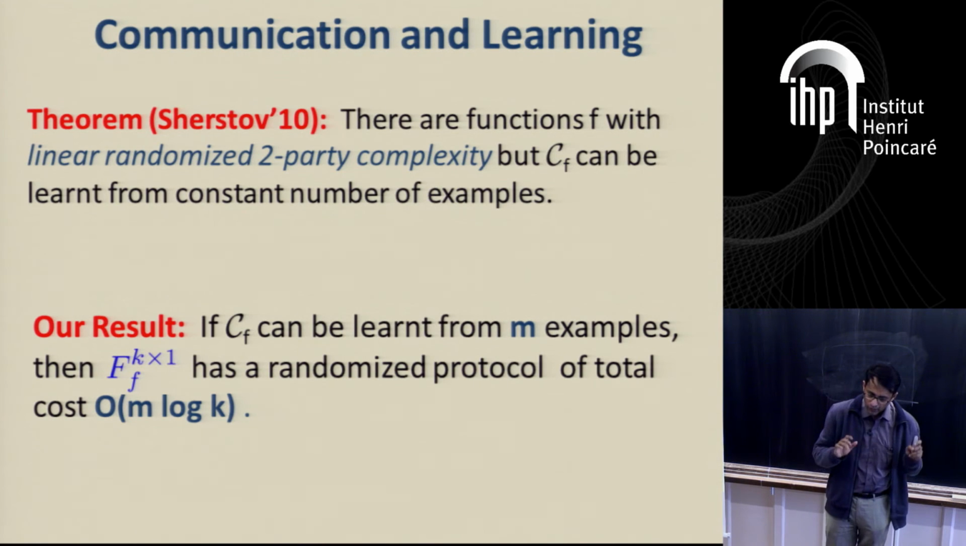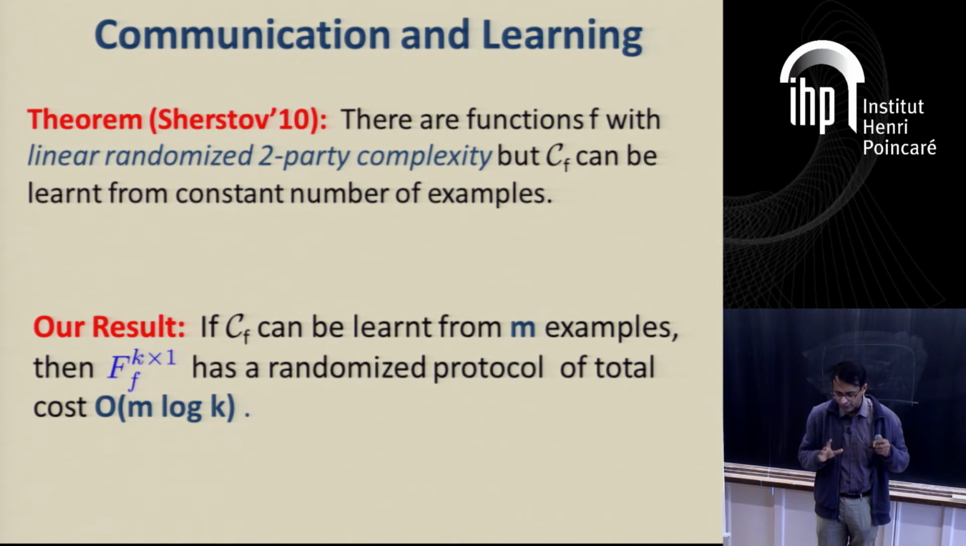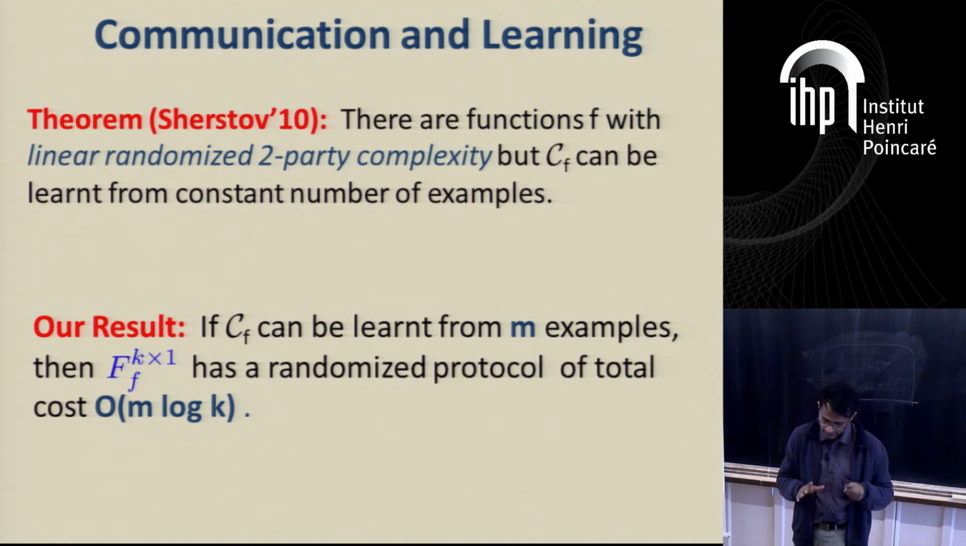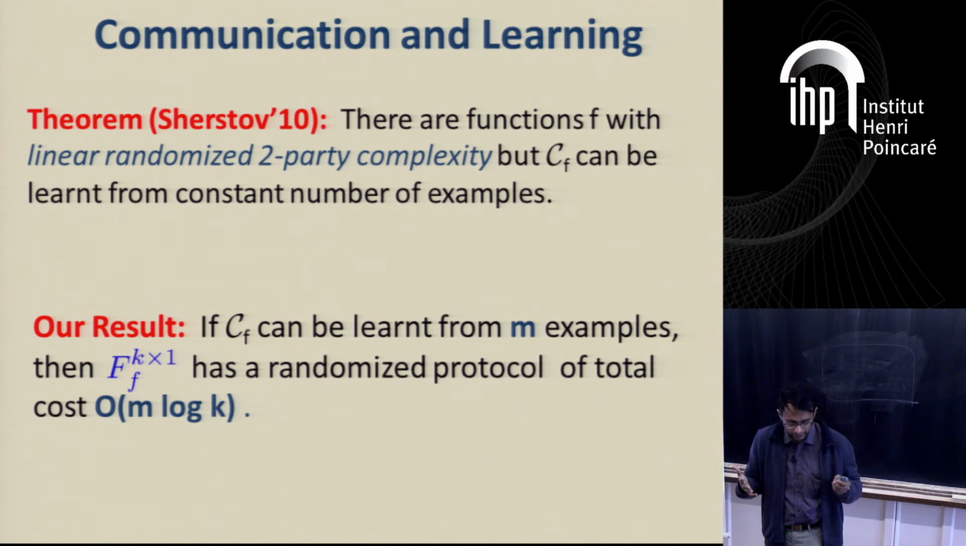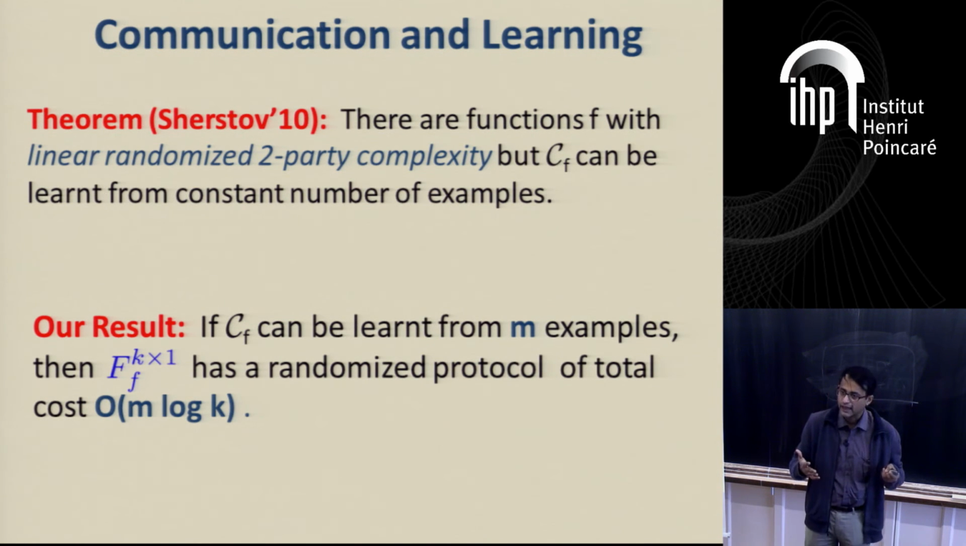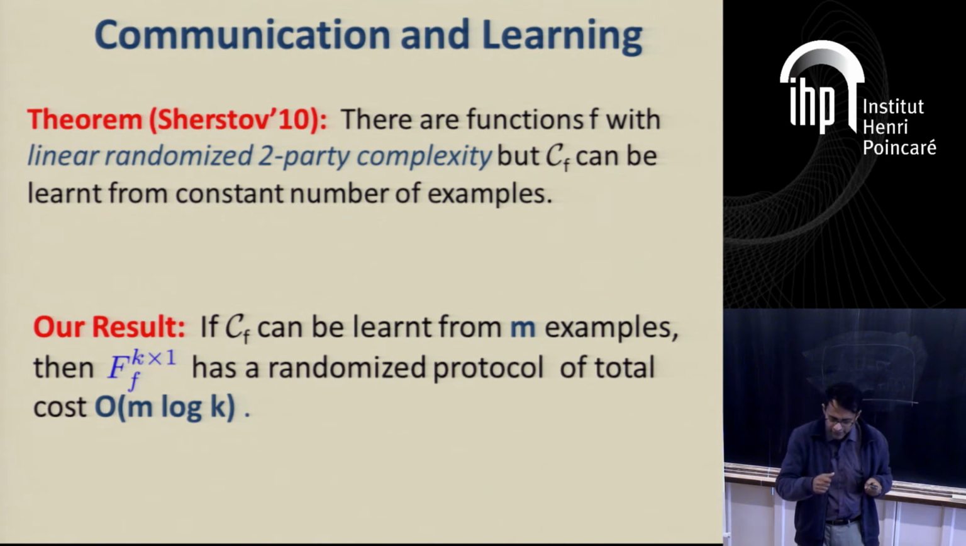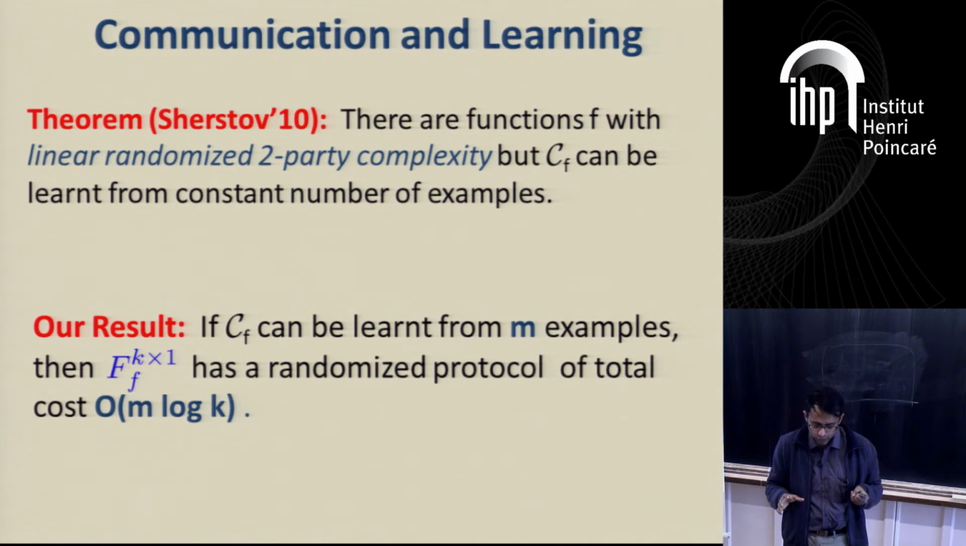So what we observe is the following. Our result is the following, and I find it an intriguing connection: in our model, if I look at the advice model, then if this concept class C of f can be learned from m examples, and assume m is very small, then in fact the advice problem has a randomized protocol of total cost order m log k.